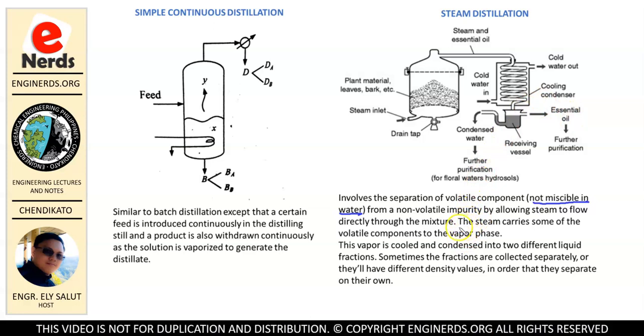Okay? So, that is why we mentioned here, the steam carries some of the volatile components to the vapor phase, no? After heating, magbe-vaporize yung ating more volatile component. So, magkasama sila ng steam natin dito. So, this vapor is cooled and condensed into two different liquid fractions. So, sometimes, the fractions are collected separately or they'll have different density values in order that they separate on their own. So, as you can see here, since they have different density values and they are completely immiscible, so we can separate that easily from our receiving vessel. So, this is how our steam distillation process works.